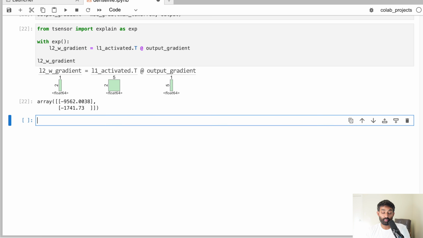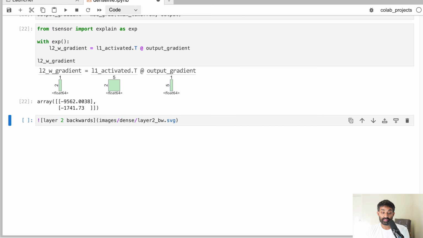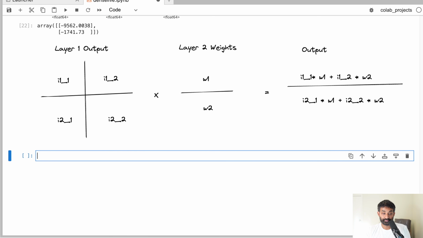So to understand why this makes sense and why this gives us the partial derivative of the loss with respect to the W2 values, let's take a look at this operation in more detail. All right, so this is the forward pass of the network. This is when we take the output of layer 1 and multiply it by the layer 2 weights to get the output. And I haven't used numbers in this diagram. I've instead just represented each value by a different identifier.